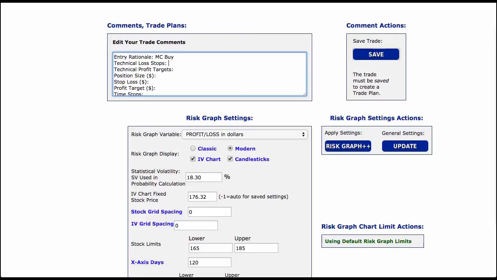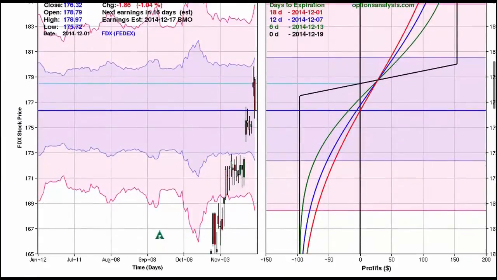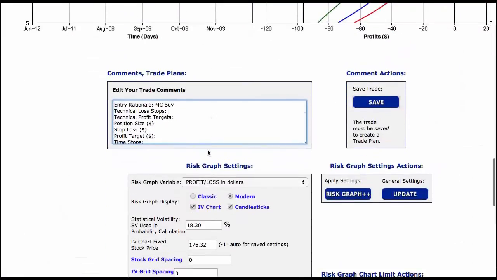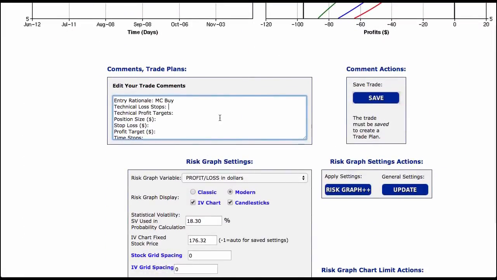for FedEx, and then I've got my technical stop loss. Maybe I come back up and look at that graph and say, all right, where would I get out of this trade if it just fell apart? And really what I'm looking at is maybe below 174, which is right before the low on the gap up that occurred on this stock just a few weeks ago. So I could put a technical stop loss in of 174 for my trading plan. I might also put a technical profit target in at 185. If we hit 185, why not just get out?